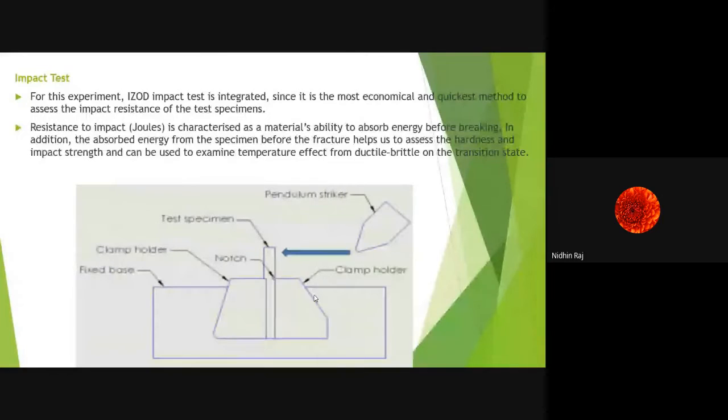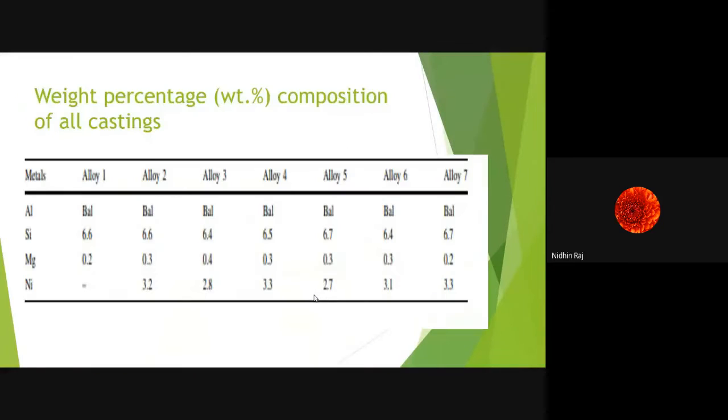Now, the more energy absorbed, the greater the resistance to impact on the scale. Okay. Now, this figure shows the Izod impact evaluation schematic diagram. So you can see a pendulum striker here, which is used to test the specimen. The test specimen is also seen there.